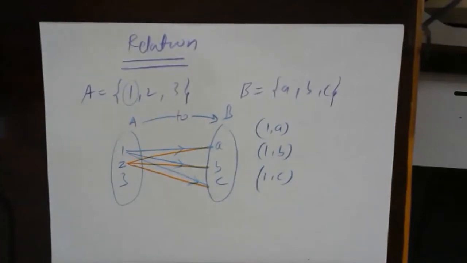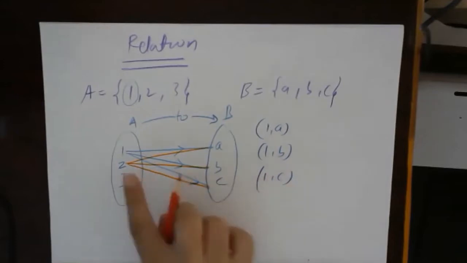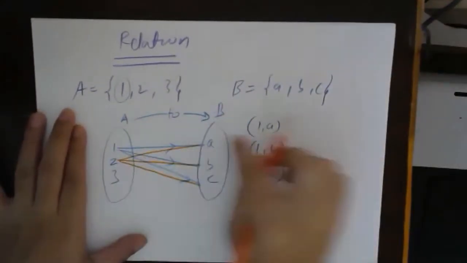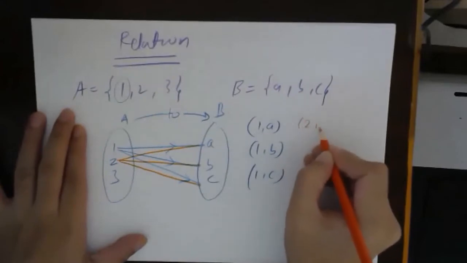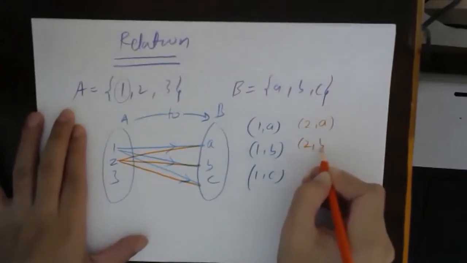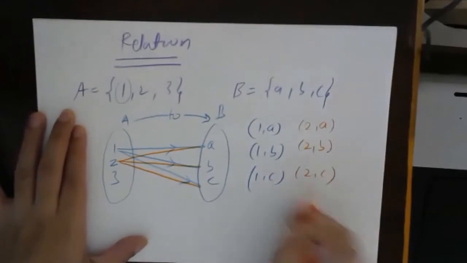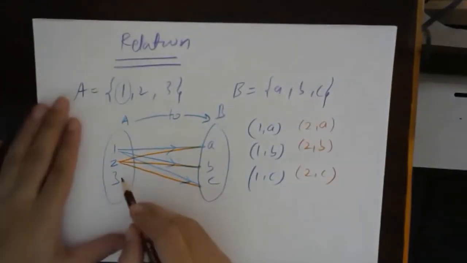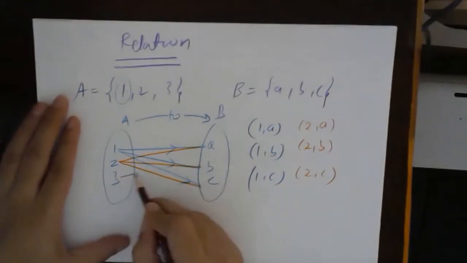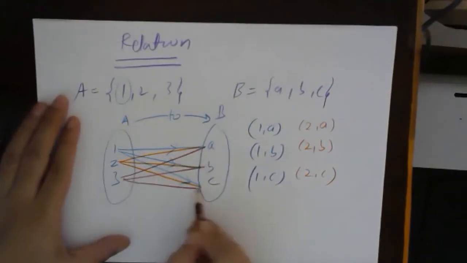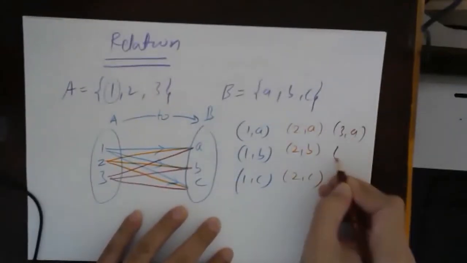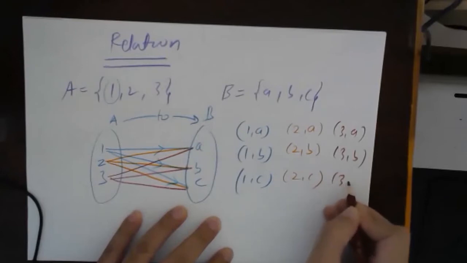So I will write them first. I will link every element of 2 with every element of B. So (2, a), (2, b), (2, c) I have linked. Fine. Now the third step, I will link 3 with every element of set B. So (3, a), (3, b), and (3, c). I will write that also.